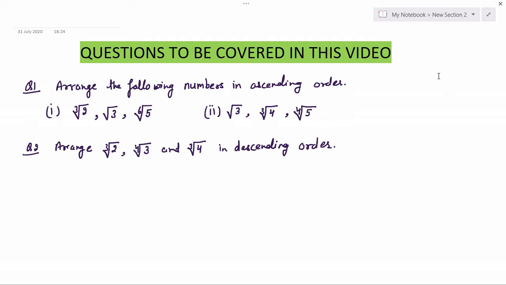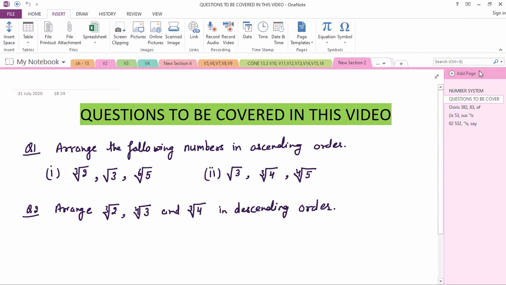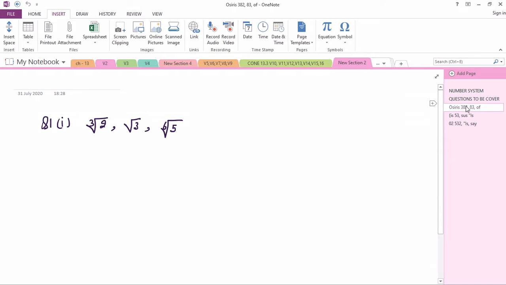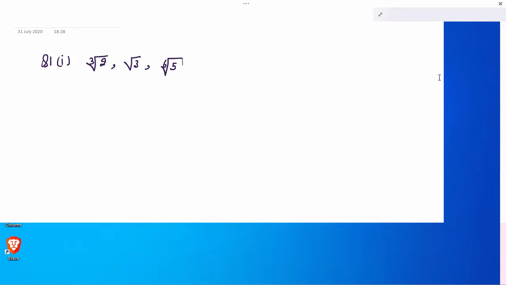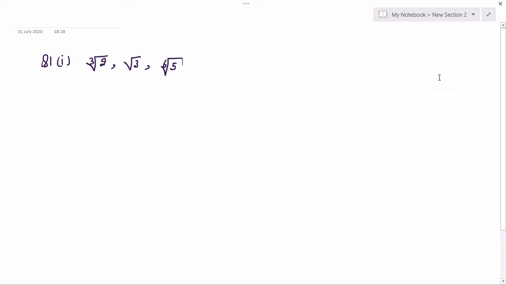The nth root of numbers, you are arranging them in ascending or descending order, right? So let us see how you have to do these kind of questions, right? Now you can see on the screen, the first question is cube root of 2, square root of 3 and 6th root of 5. You are arranging them in ascending order. Let us write down here ascending order. You are arranging these numbers in ascending order.